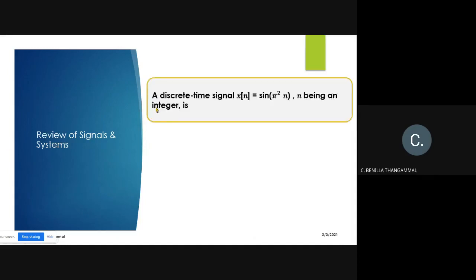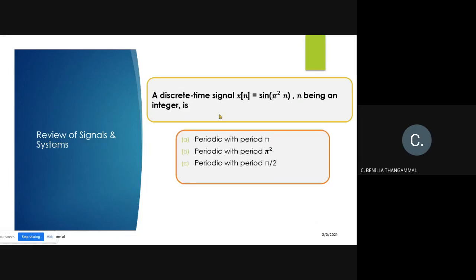So next, a discrete time signal x of n is equal to sine pi square n, where n is nothing but an integer, right? So here they have given four options: periodic with period pi, periodic with period pi square, periodic with period pi by 2 and not periodic. So here they ask you to find whether the signal is periodic or aperiodic. If it is periodic, what is the periodicity? If it is aperiodic, we are not going to bother about the periodicity, right? So for this one, we have to find the fundamental period.